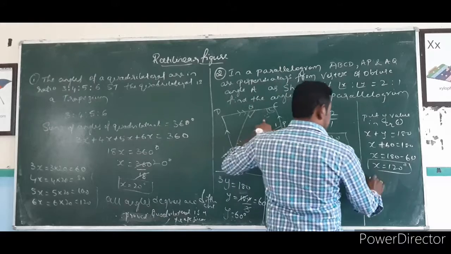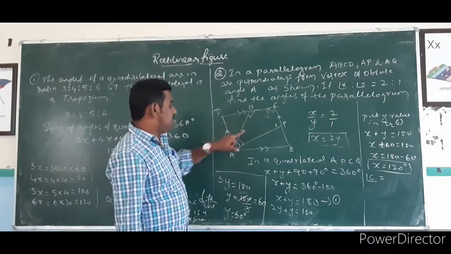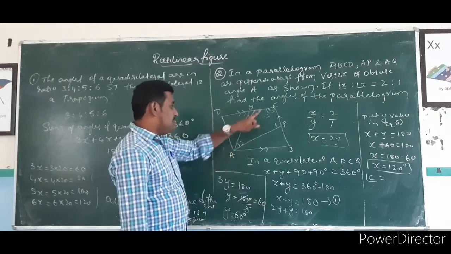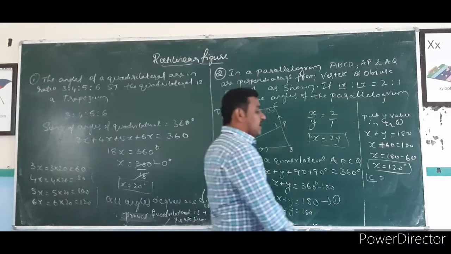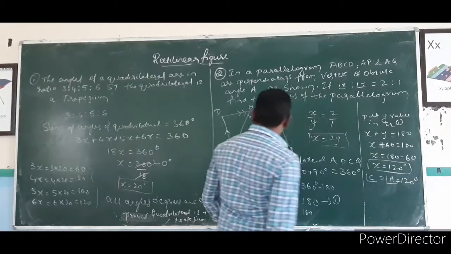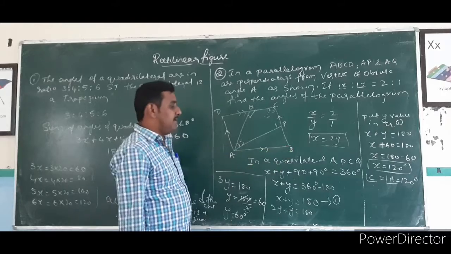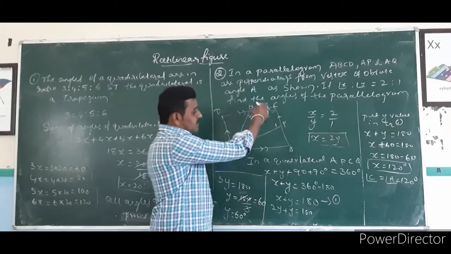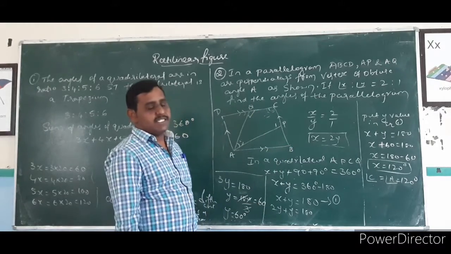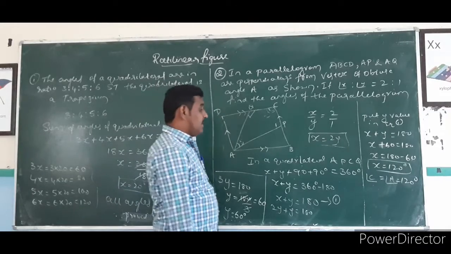What is the value of x? 120. 120 means angle C of the parallelogram. This will be equal to angle A because opposite angles of a parallelogram are equal. Angle A is equal to angle C, 120 degrees. We found these two angles. Now we have to find angle D and angle B. For that we can use the sum of the consecutive angles of a parallelogram, which is equal to 180 degrees.